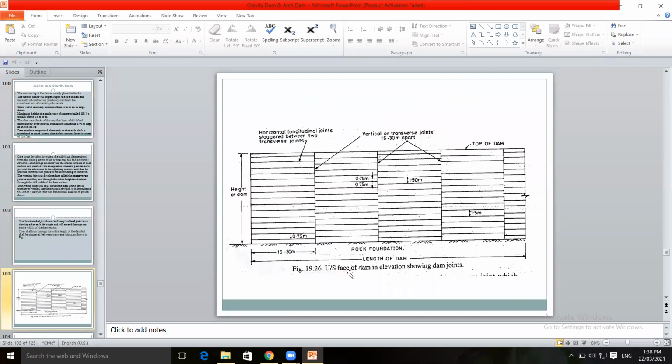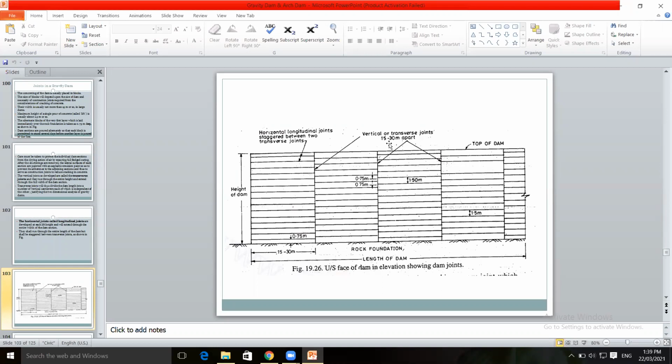See the image. The diagram of joints which are put in the gravity dam. See this length of dam. Along the length of dam, these joints are provided. The width is 15 to 30 meter. The maximum height is 1.5 meter. See these horizontal longitudinal joints. These are the horizontal longitudinal joints staggered between two transverse joints. These are the vertical transverse joints which are 15 to 30 meter apart.